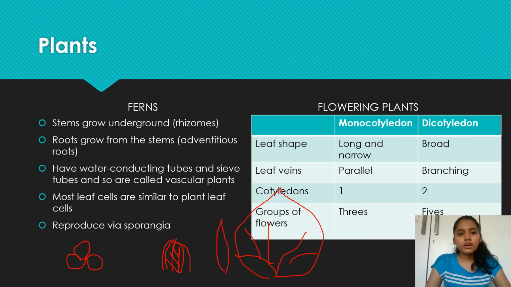Ferns, so they have stems that grow underground, which are called rhizomes. Roots grow from these stems, so they're called adventitious roots. They have water conducting tubes and sieve tubes that are similar to the xylem and phloem in flowering plants. So they are called vascular plants. Most leaf cells are similar to plant leaf cells and they reproduce via sporangia. That was that. You remember this. You just need to mug up. This chapter has a lot of memorizing.